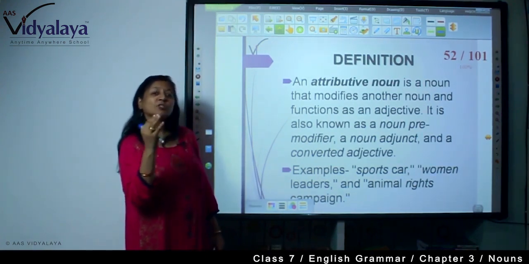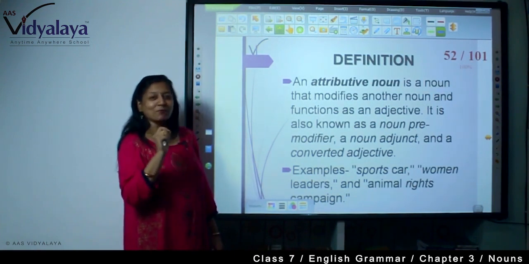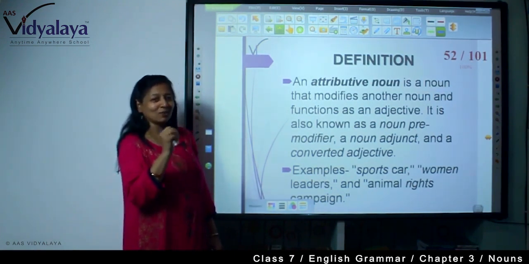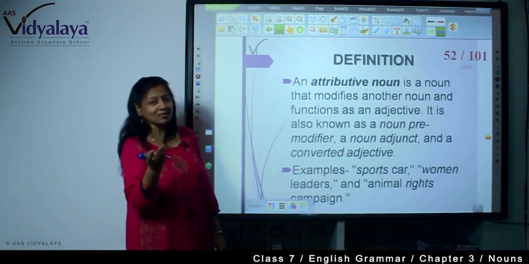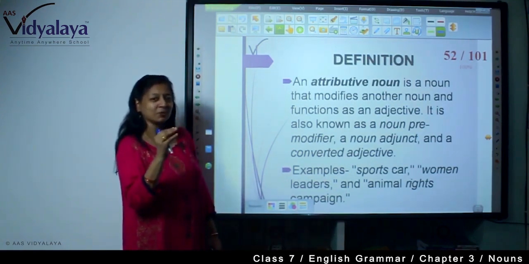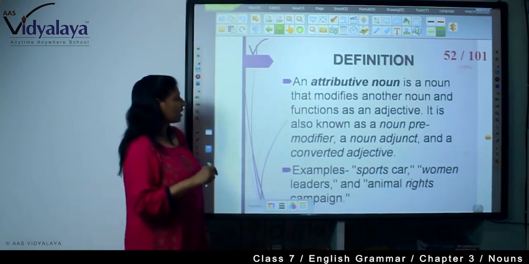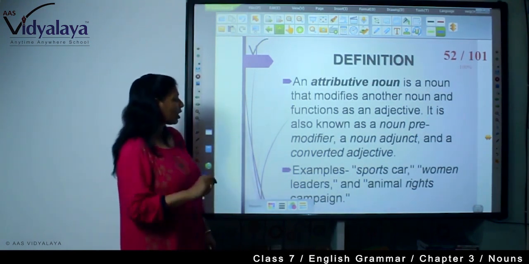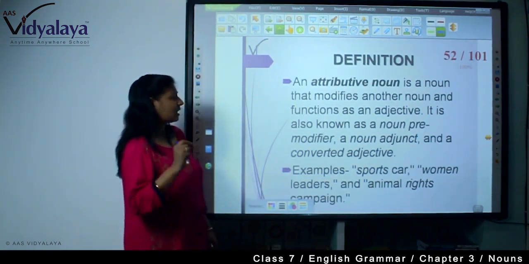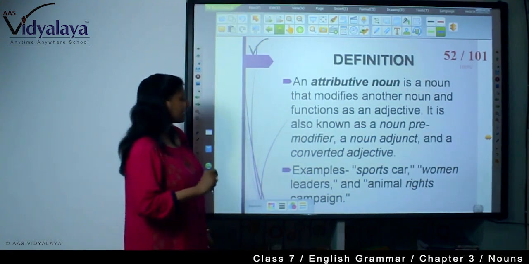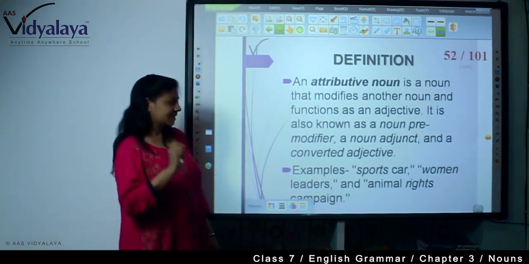For example, lunch box. What type of box? Lunch box. So lunch is a noun, box is a noun, but here it's an attributive noun. So here lunch is working as an adjective. So it is also known as noun pre-modifier, noun adjunct, and a converted adjective.